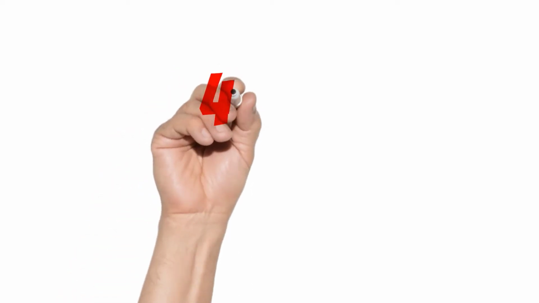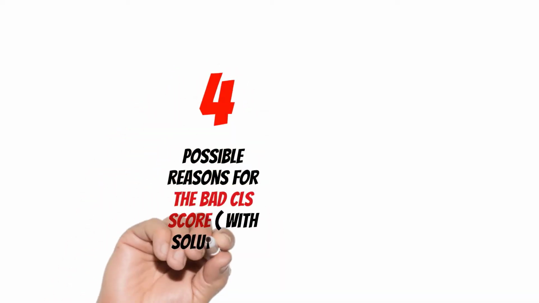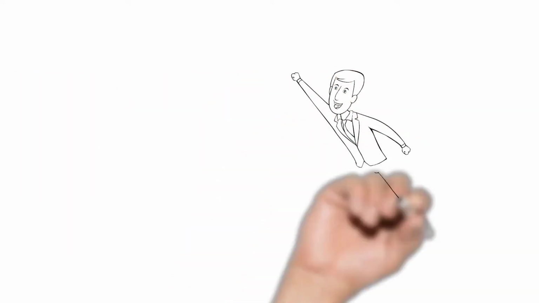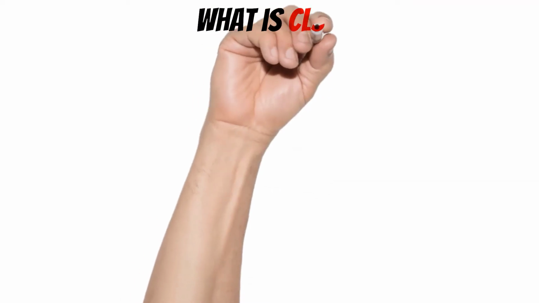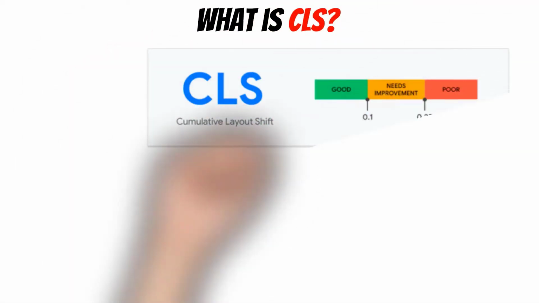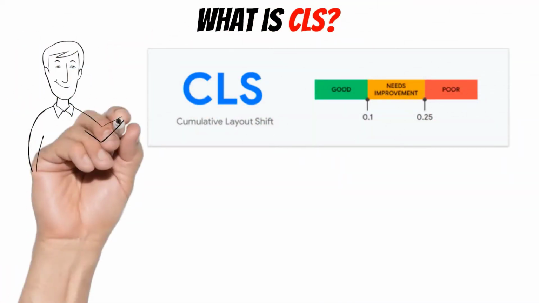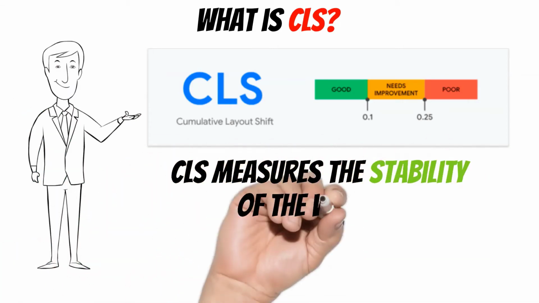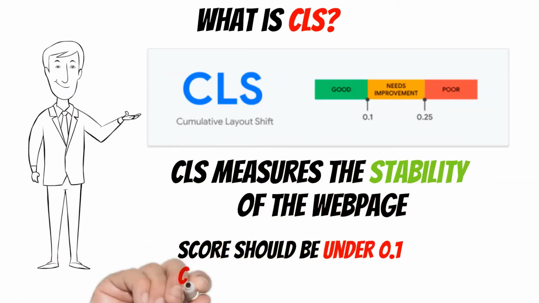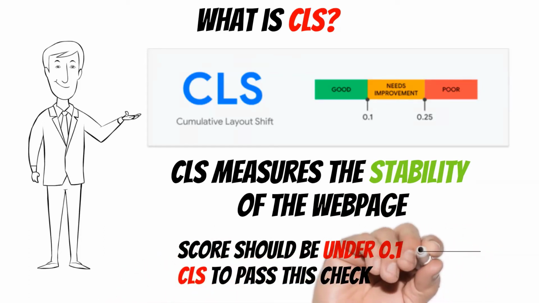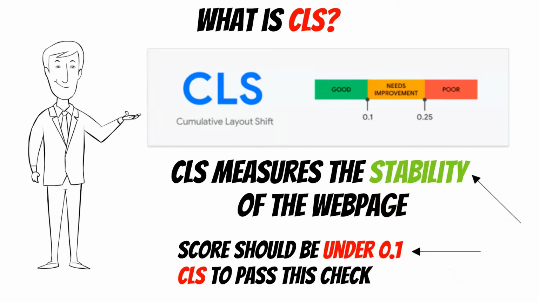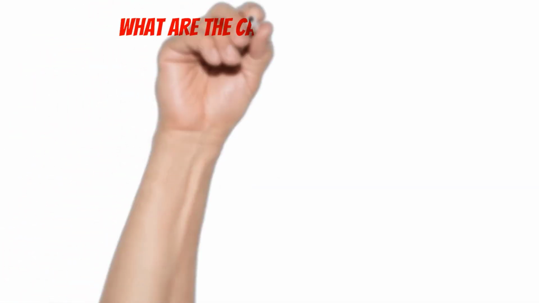In this video, I am going to show you the top 4 possible reasons for bad CLS scores with their solutions. So without any delay, let's get started. Well, CLS is one of the 3 core web vitals of the Google Page Experience algorithm. Basically, it measures the stability of the web page, or in other words, how many elements of a web page move or shift as the page loads. A web page should maintain a score of less than 0.1 CLS to provide a good experience.